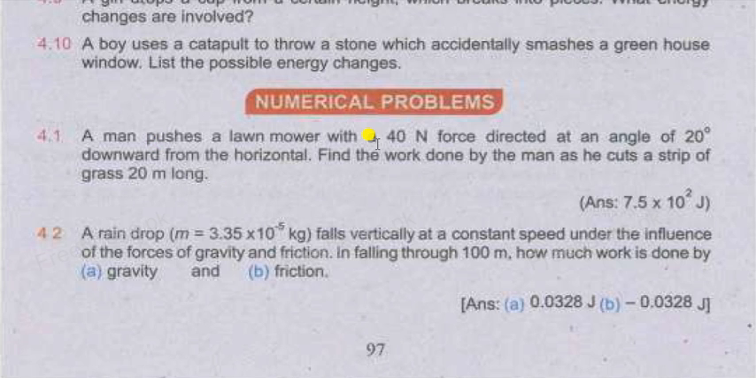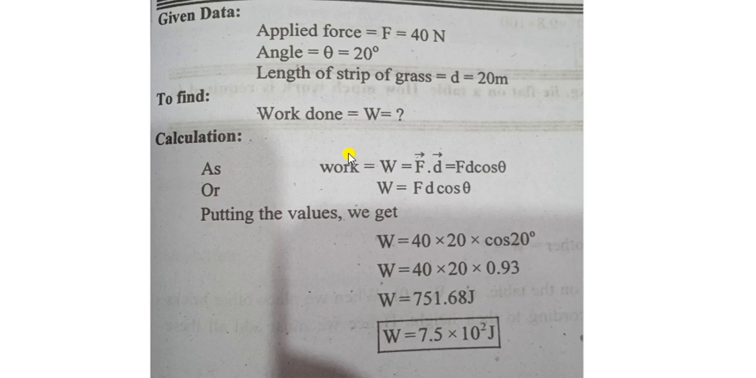तो स्टेटमेंट में हमें 40 न्यूटन फोर्स बताई गई है जो कि एंगल 20 डिग्री बना रही है विद हॉरिजेंटल, विद एक्स एक्सिस, और जो लॉन मूवर है दैट कवर्स अ डिस्प्लेसमेंट ऑफ 20 मीटर। Okay, so the given data is applied force F is equal to 40 newton, angle is 20 degree, and the length of strip of grass that is equal to D, this is equal to 20 meters.